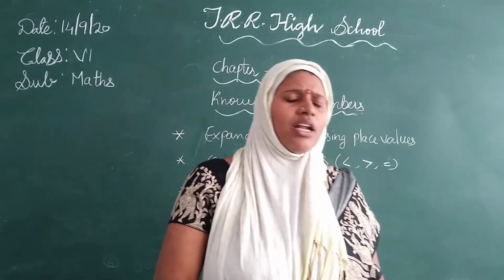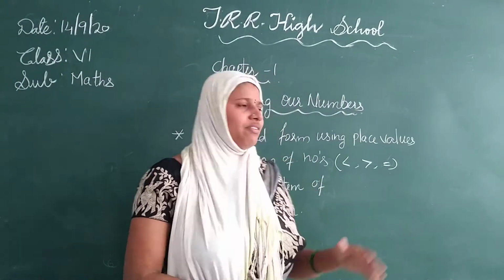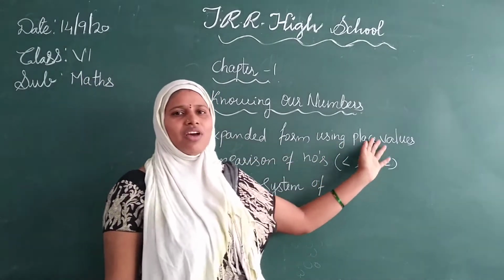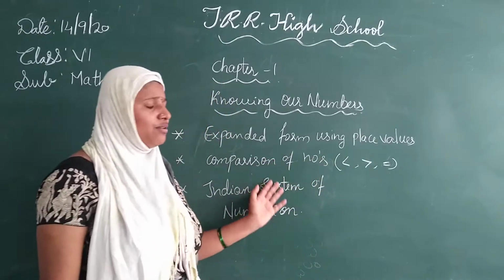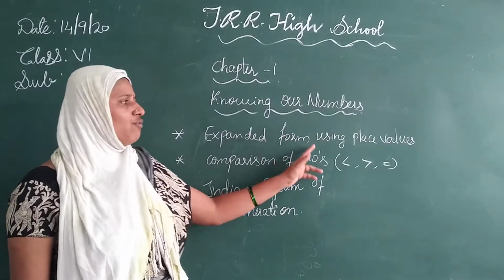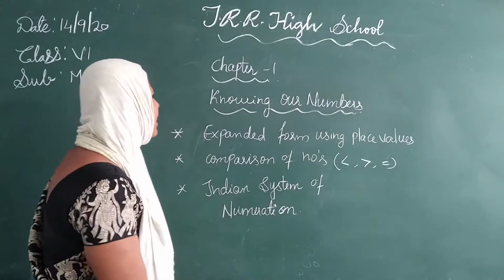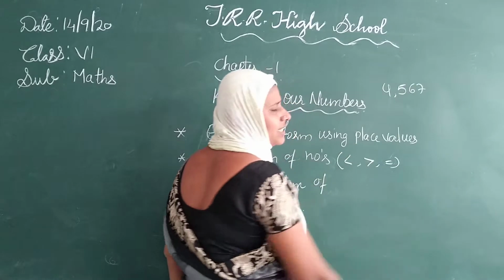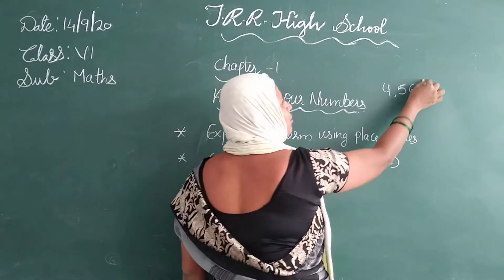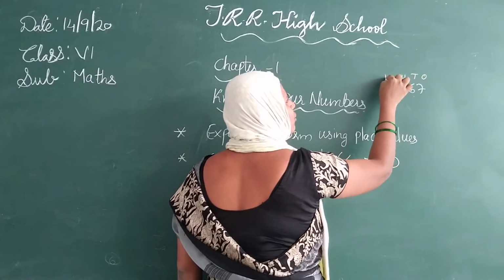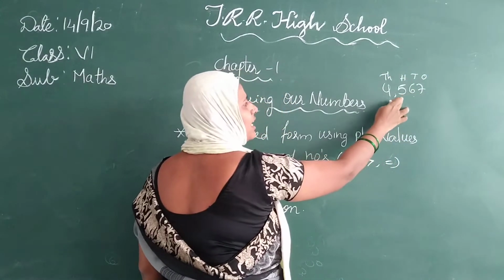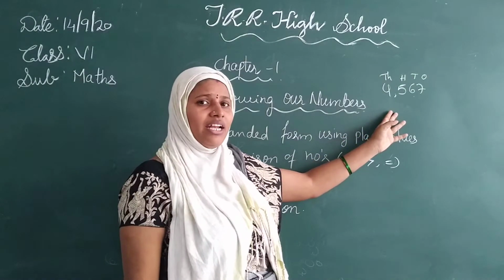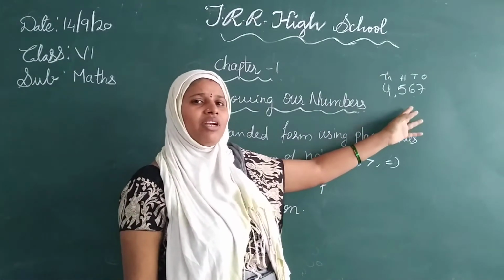Okay. Now, we will recall what we discussed in the last class. What we discussed? Expanded form using place values. Right? One more time we'll recall. Expanded form using place values means, here I will take one example. Suppose 4567. Now you write the place values on the top. Ones, tens, hundreds, thousands. For this we have drawn the place value chart, right? By using the place value chart only we have written the expanded form.